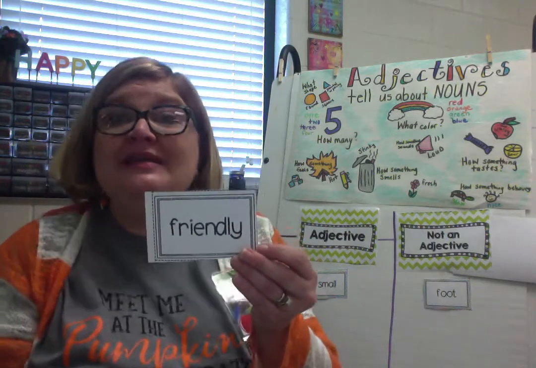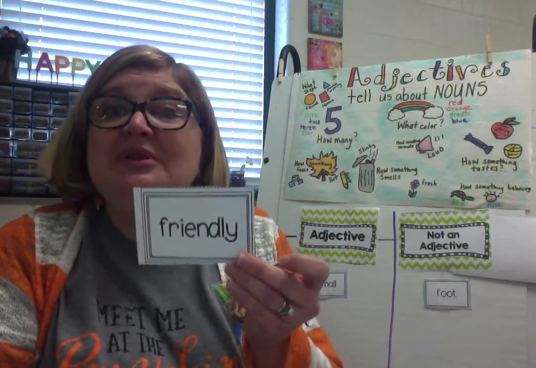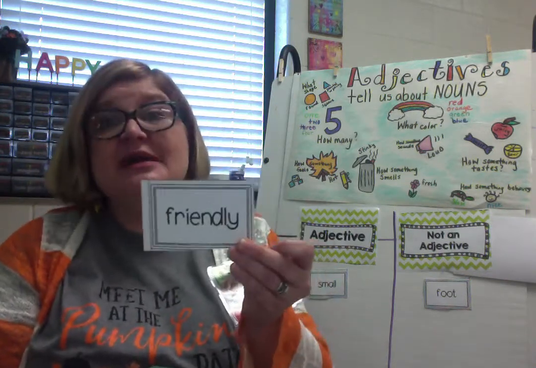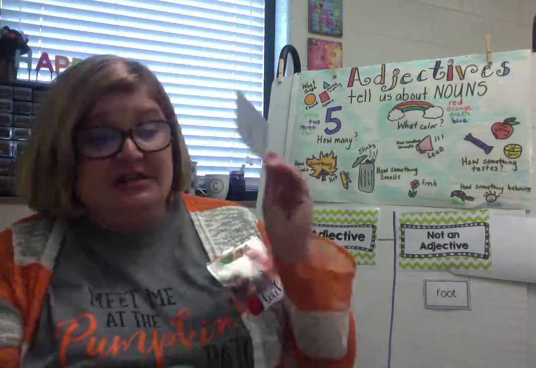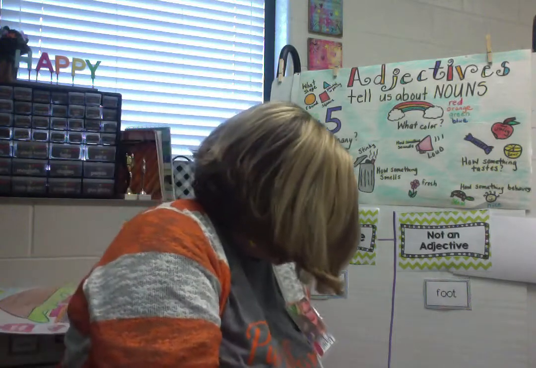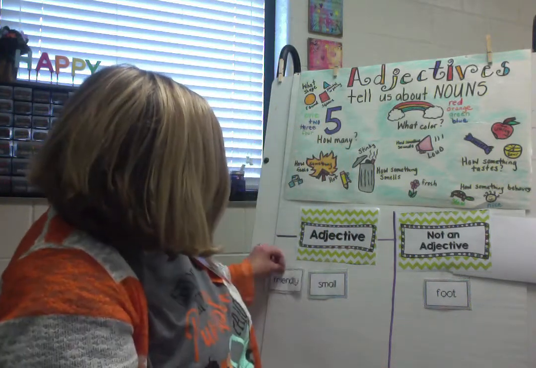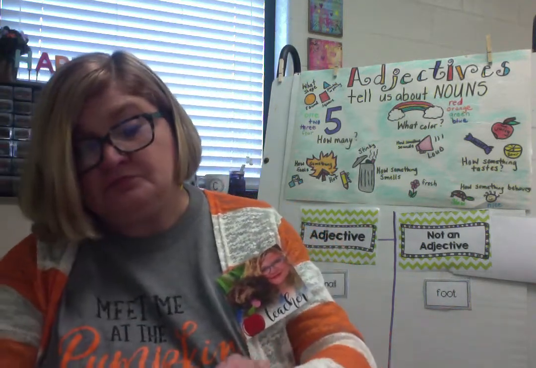All right. The friendly girl wants to go outside and play. Friendly. What kind of girl is she? She's friendly. She wants to go outside and play. She's a friendly girl. So, friendly is an adjective. So, I'm going to come over here. The friendly girl. It describes the girl. Friendly. Put it over here. That is an adjective. Okay?